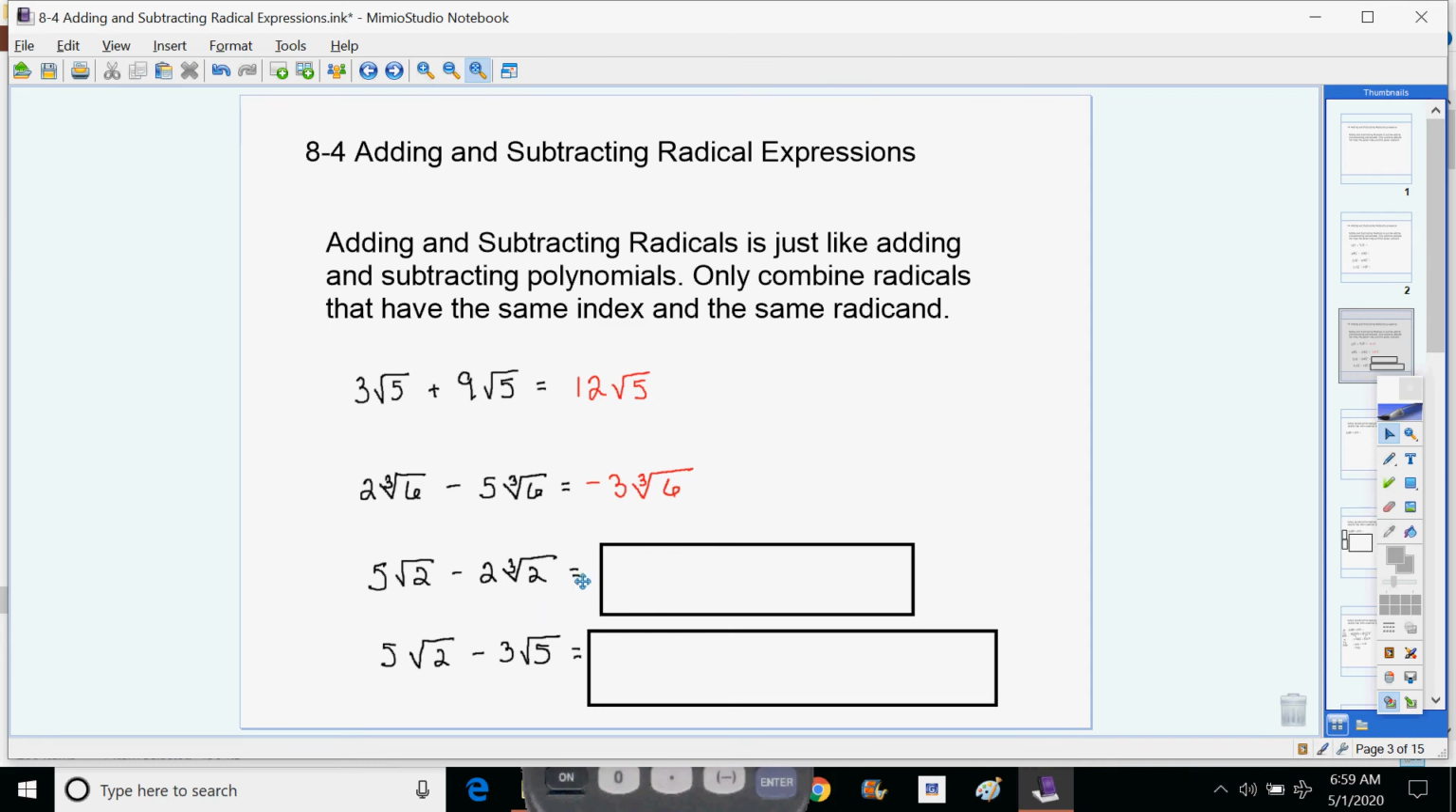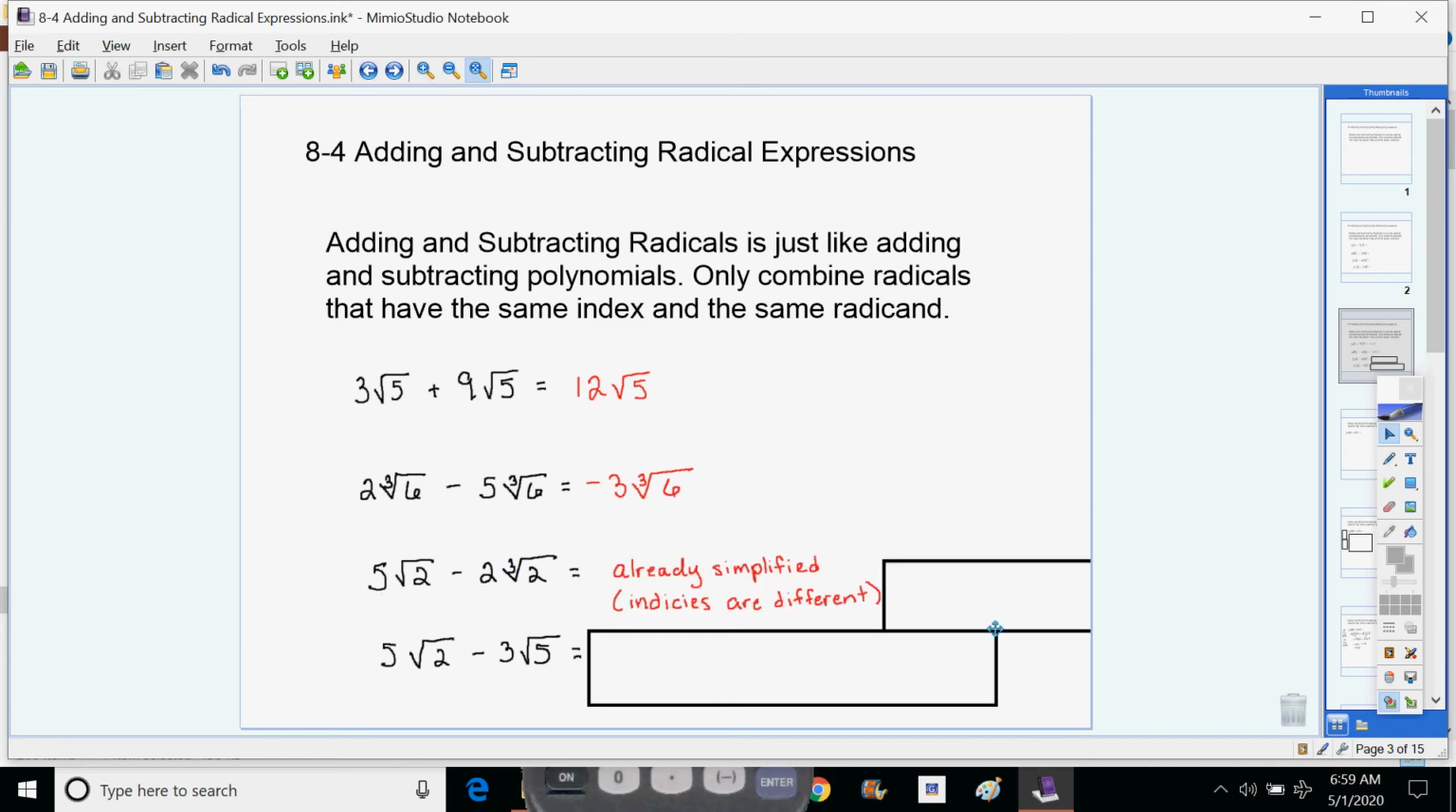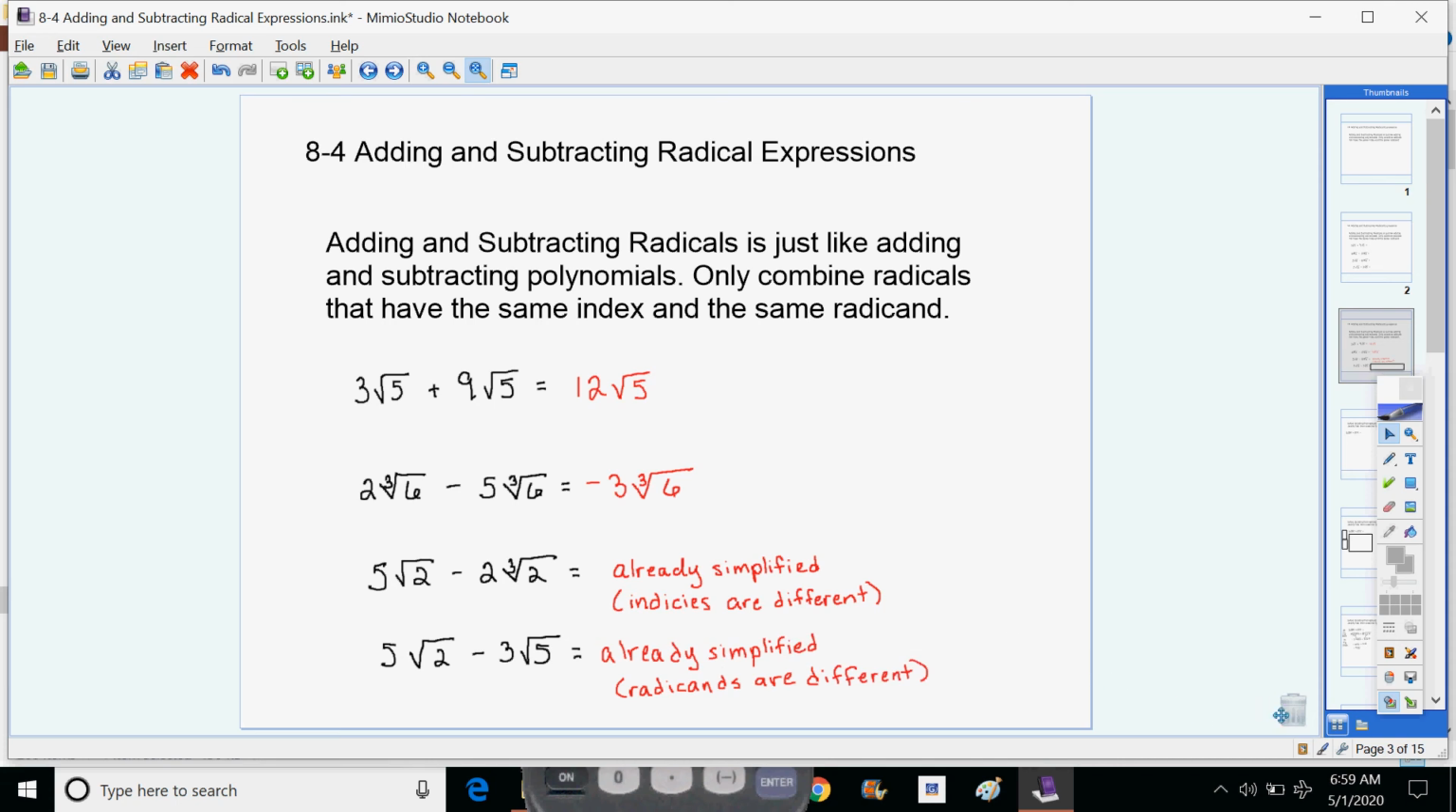But when you have something like this, I have the same index, so I can't put them. That one's already simplified. These are different, even though the radicand is the same. And here the indices are the same, but the radicands are different, and can't put them together by adding or subtracting. Now we know that we did some things with multiplying and dividing. That's different. But today we're talking about adding and subtracting. Adding and subtracting is a little more precise on that.